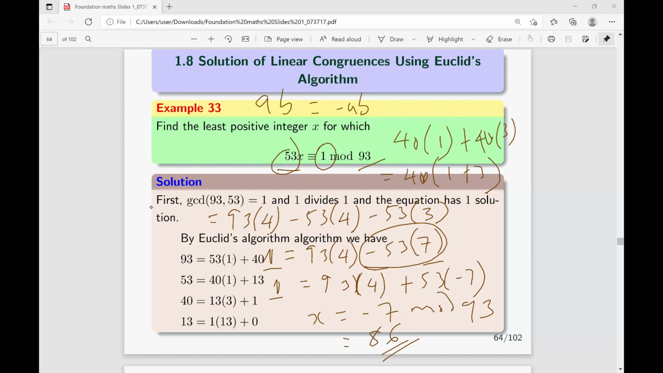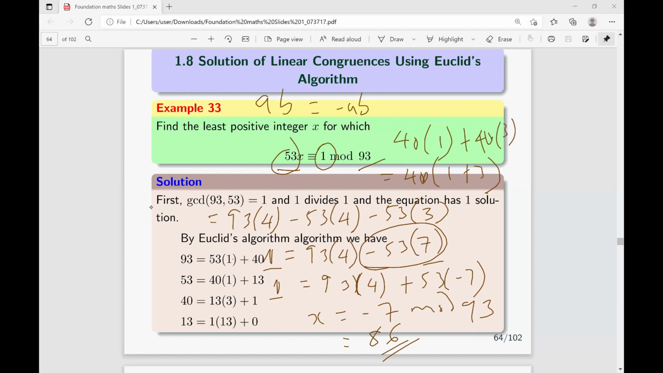Now, you see this question, we have used this question to do several things. One, we've used this equation to find the value of x. And two, because what was coming before the mod was 1, we've also used this equation to find the inverse of 53. So the inverse of 53 is there, 56.